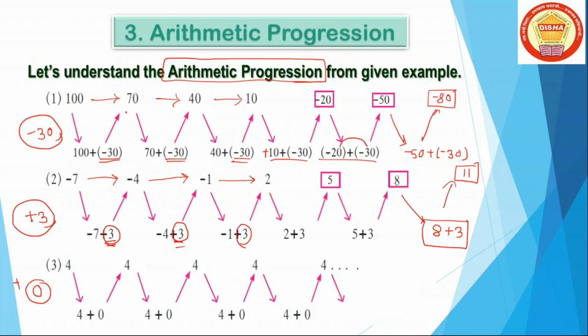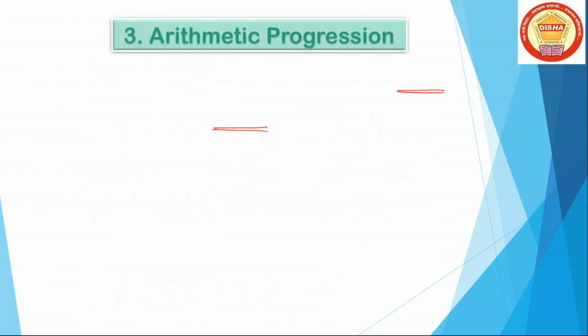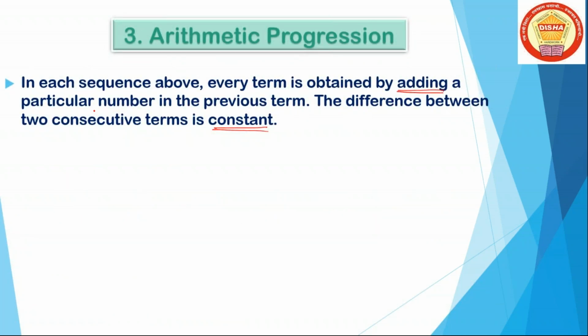See, what is the difference between them? The difference between 70 and 40 is 30. Again, the difference between 40 and 10 is 30. Means in the sequence the difference remains constant when we add a particular number to it. What is given here in the sequence we obtain by adding a particular number, so the difference between two consecutive terms remains constant.